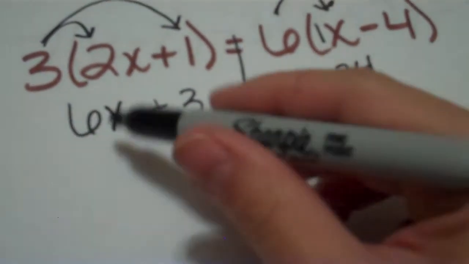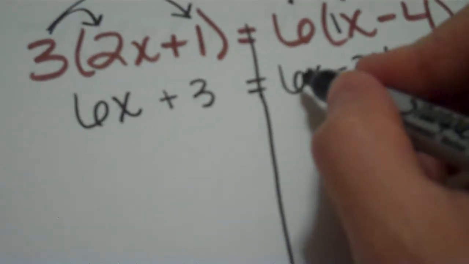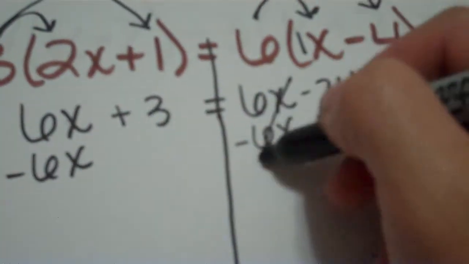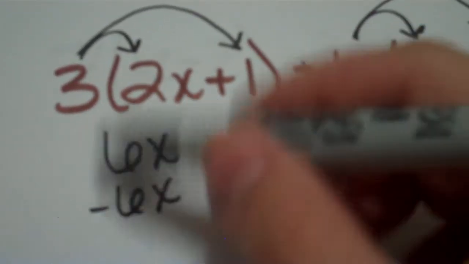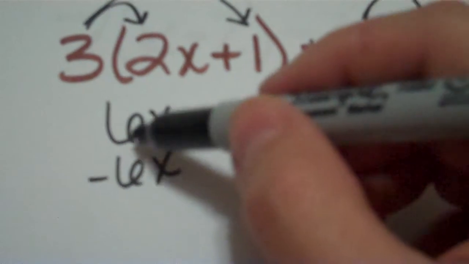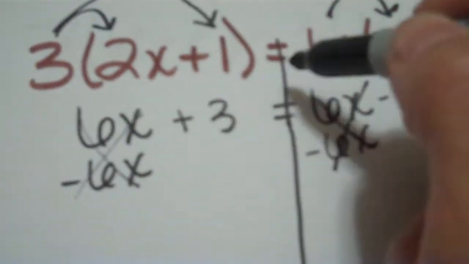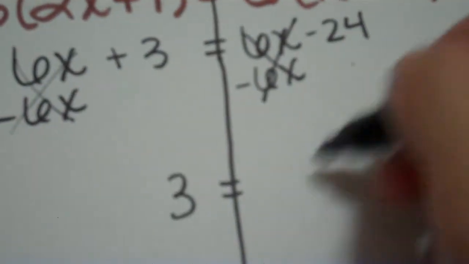So I'm going to get my x's together. You can move 6 over there or 6 over there, it doesn't matter. I'm going to go ahead and move this over. The opposite of a positive 6x is negative 6x. Okay, and those go away. And you'll remember that we looked at this last week. 6 minus 6 is just 0. So these also go away, right? And then I have a positive 3 here and a negative 24 down here.